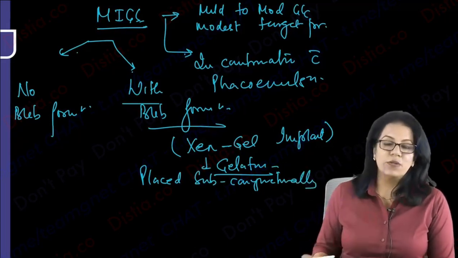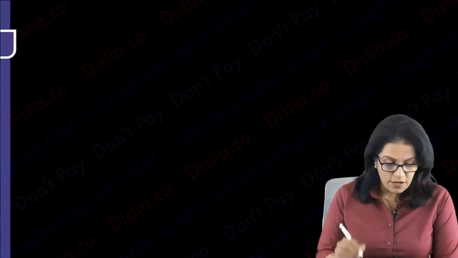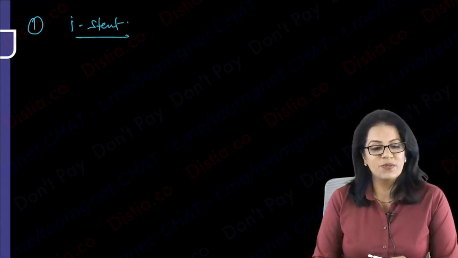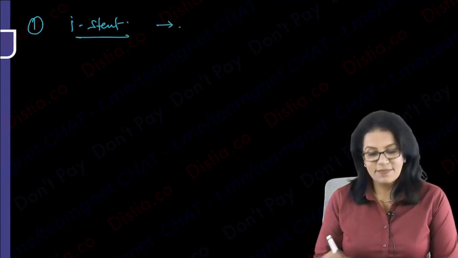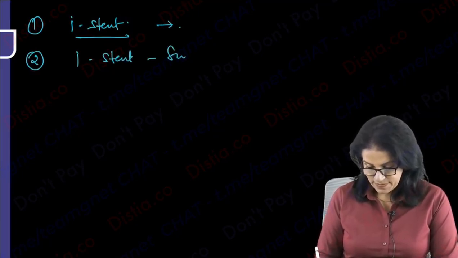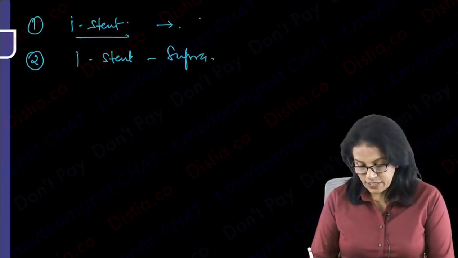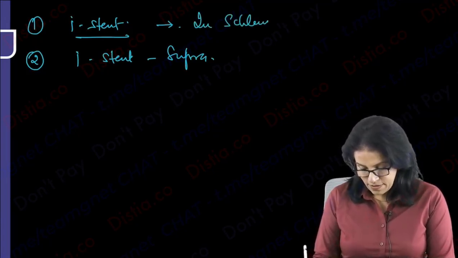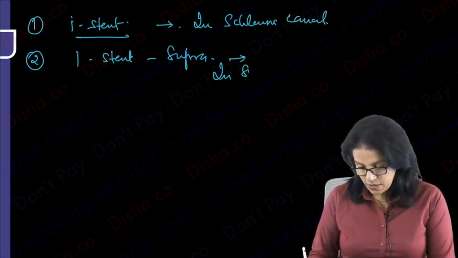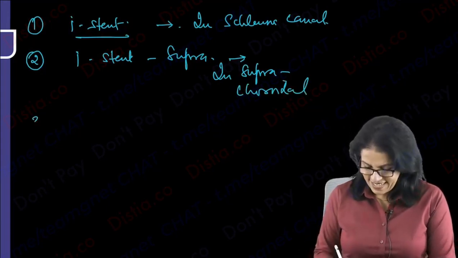Now coming to when you say no bleb formation, what are the options? First, very important, iStent. It is one of the smallest implants in your body. I'll show you the slide. Just write it, iStent, or it could be iStent Supra. iStent bypasses the trabecular meshwork and opens in Schlemm's canal, whereas iStent Supra opens in the suprachoroidal space. Just one line for each, to be familiar with these terms.